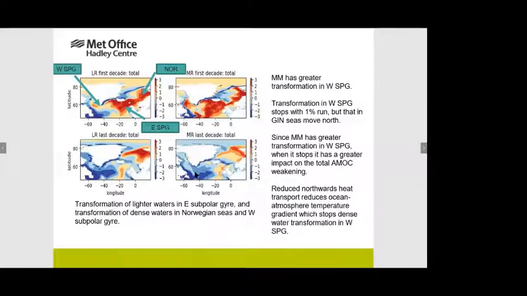And this is because we're getting reduced transport of heat in the ocean. So although both the ocean and the atmosphere warm, there is a reduced ocean-atmosphere temperature gradient. So there's less heat loss and less density transformation, and that basically ends up switching off the dense water transformation in the west subpolar gyre. Now, because this is stronger in the medium resolution run, it has a greater impact on the total AMOC weakening. So we can see that the rate of AMOC weakening is related to the mean state.